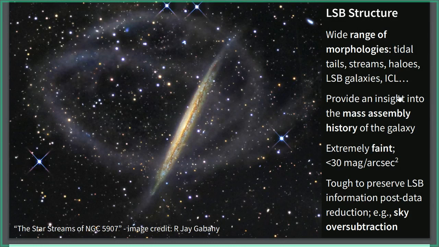And as a consequence, because the structure is so faint, it can be very easy to contaminate this structure during, for example, the data reduction process, background subtraction, and so on. Next slide, please.